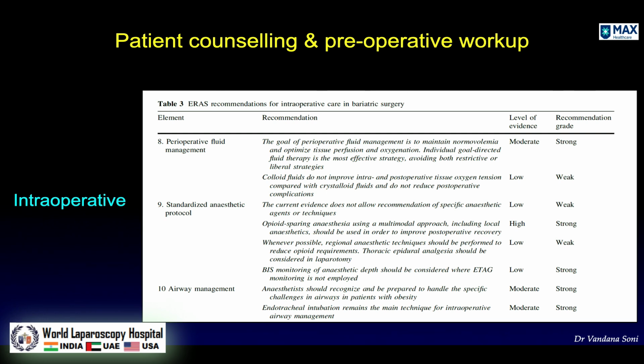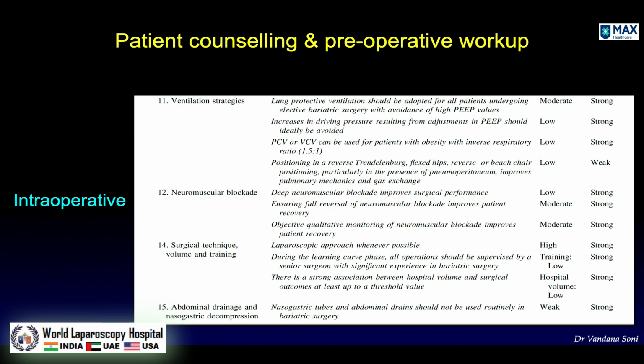Airway management is primarily using endotracheal intubation. Ventilation strategies, low PEEP values. A good neuromuscular blockade helps in surgery, but a complete reversal is important to help in early ambulation. Surgical technique, of course, laparoscopy is the key word here because it decreases the surgical trauma, has been responsible for the high rise in acceptance of this procedure in treating these patients.